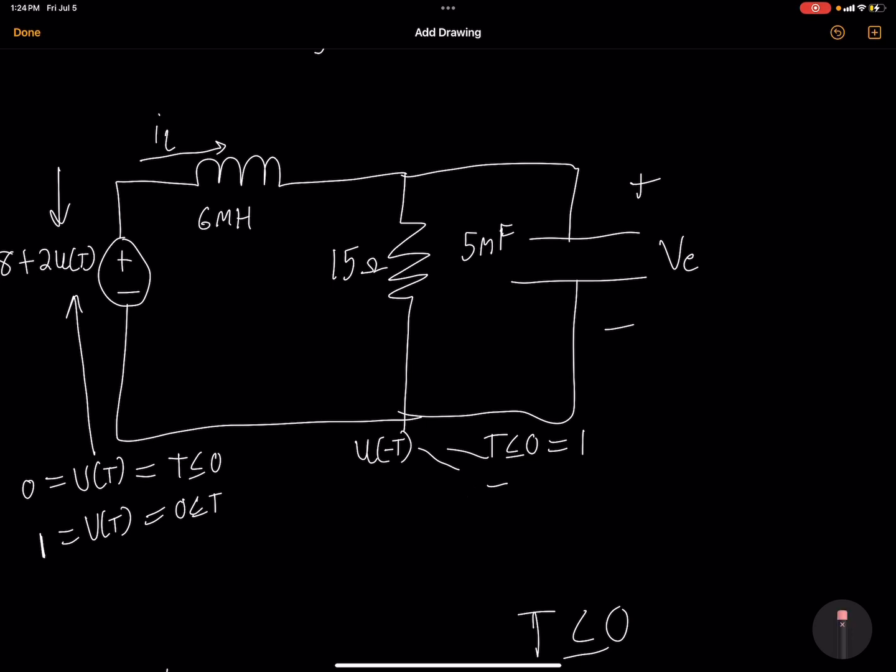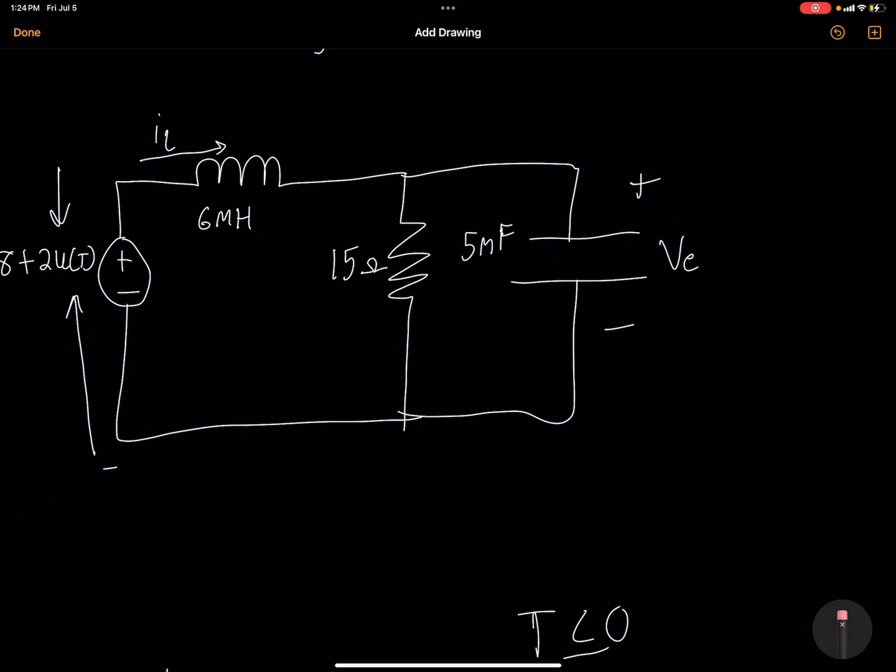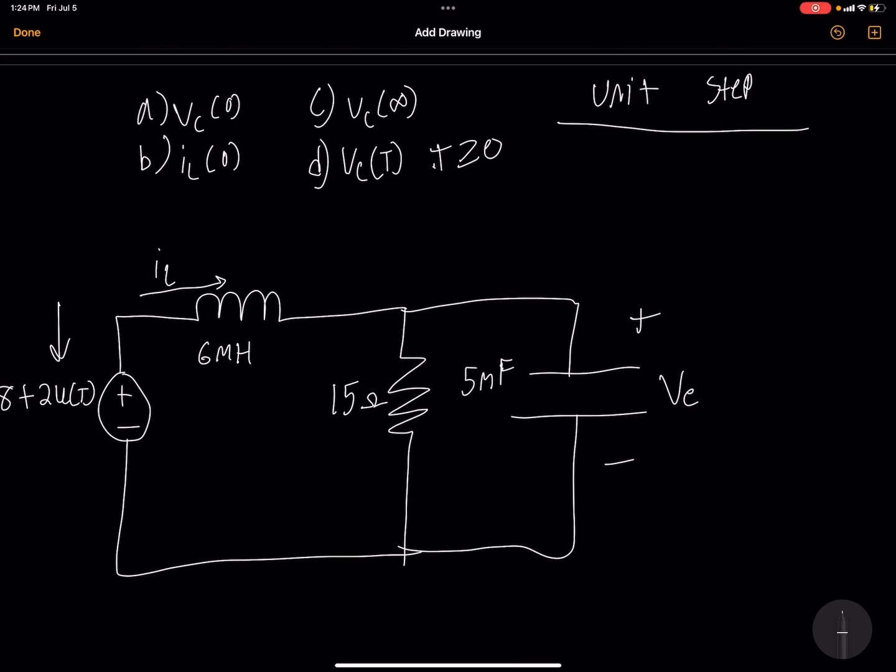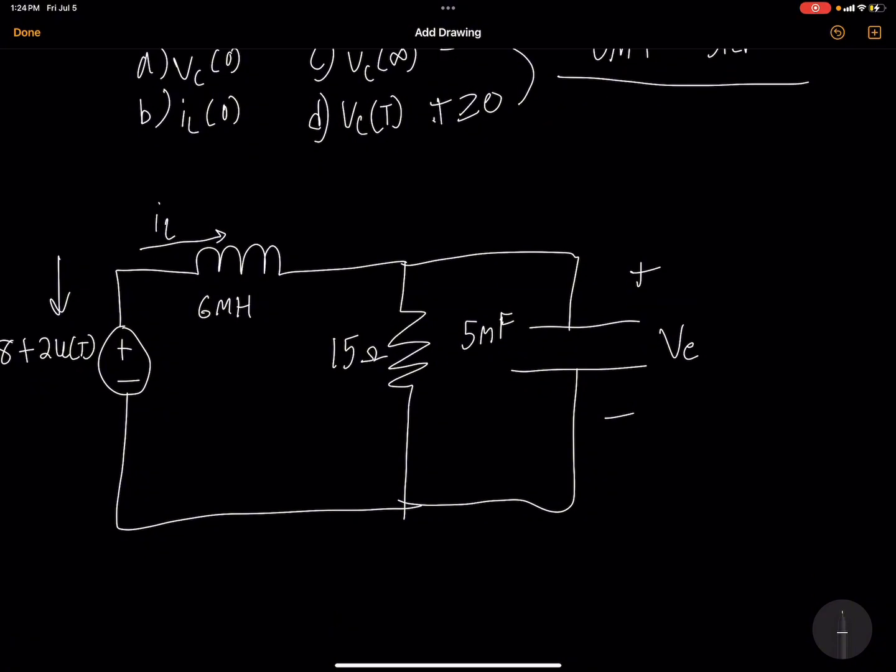Okay. Now that we know this, we can solve it. So, our goals are to find the initial conditions for the capacitor and inductor. Let's first do that. And we also need to solve for as it goes to infinity in its transient state. And we will do that.